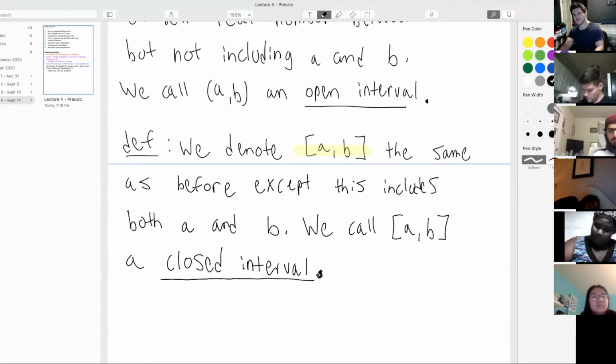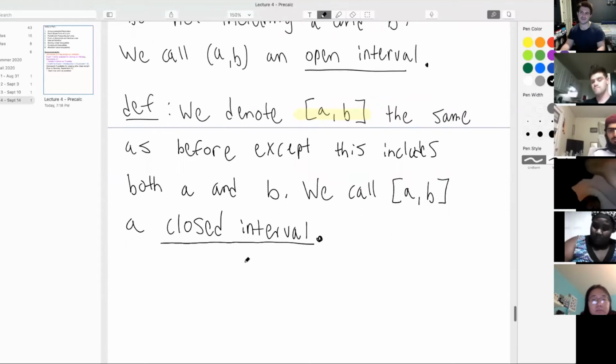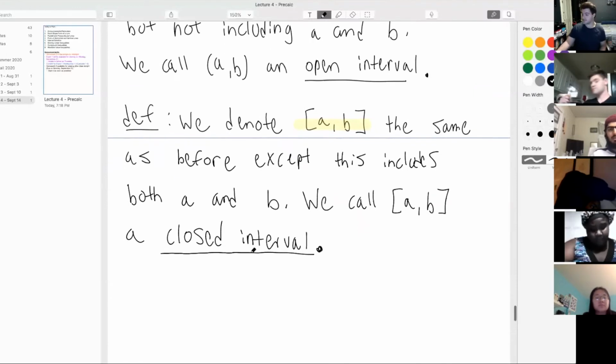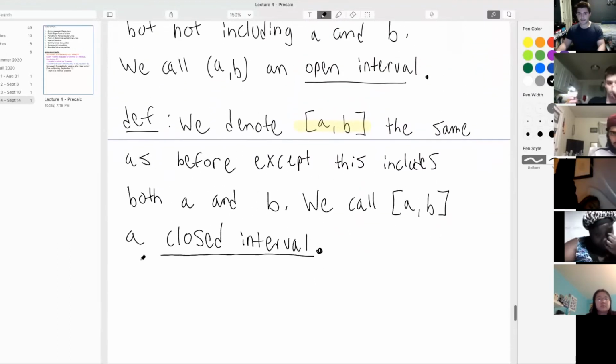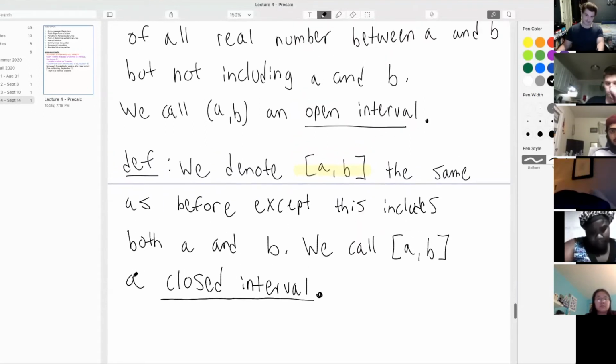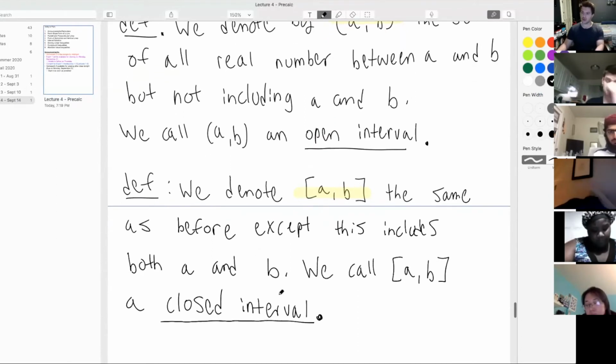The reasoning for this terminology, why it's open and closed, is discussed in an upper level math class. But for now, let's just take those as the terminology. It just has to do with whether you accept the endpoints or not. Exactly. An open interval will not accept the endpoints. A closed interval will.